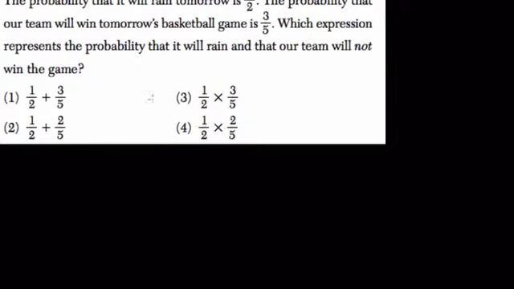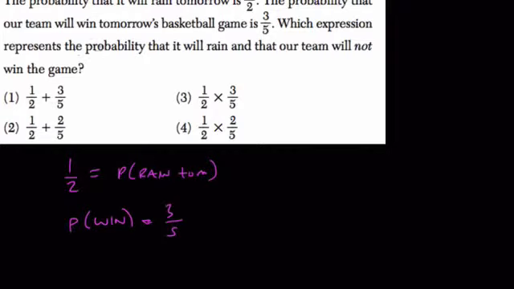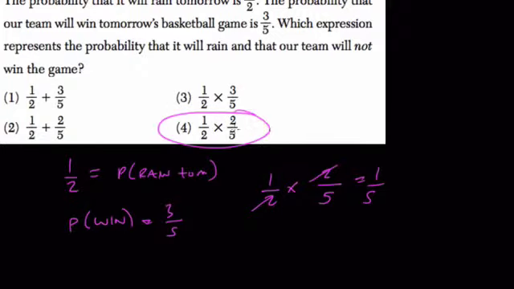The probability that it will rain tomorrow is 1/2. The probability that our team will win is 3/5. Which expression represents the probability that it will rain and that our team will not win the game? So the probability of raining is 1/2, and not winning is 2/5, because the probability of winning is 3/5 and that has to add up to 1. This is just an estimate. These twos cancel out, you get 1/5, but they want to see the equation. So you have 1/2 times 2/5, choice 4.